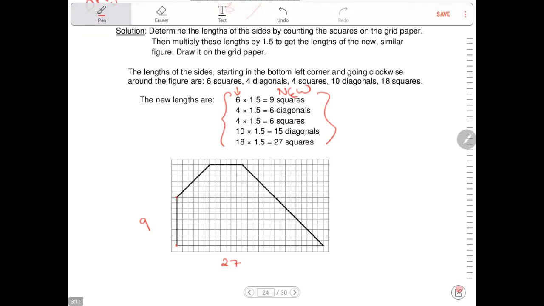You don't want to be guessing here or drawing sloppy diagrams. Okay everyone, we'll give you some practice.